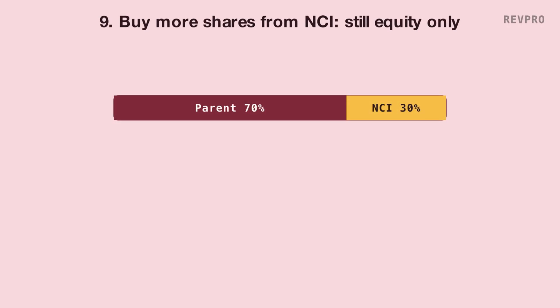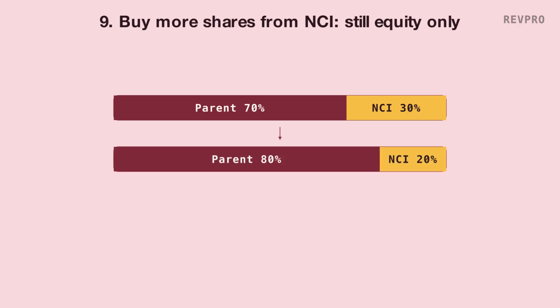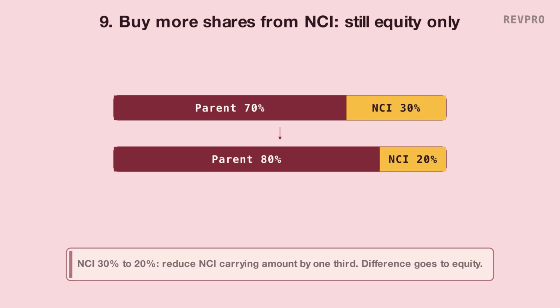Ninth, parent buys more shares from NCI while control is already held. Again, control has not changed. So do not recalculate goodwill. Reduce NCI by the proportionate reduction in its carrying amount. If NCI falls from 30% to 20%, the parent has bought 1/3 of the NCI balance. The difference between price paid and the decrease in NCI goes to equity. No gain or loss. No goodwill remeasurement.